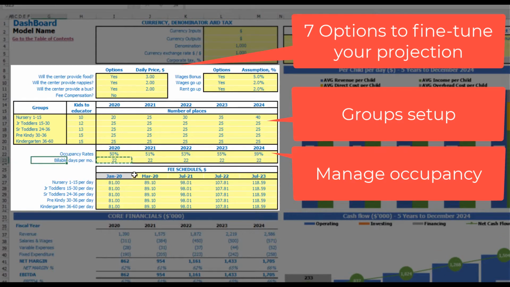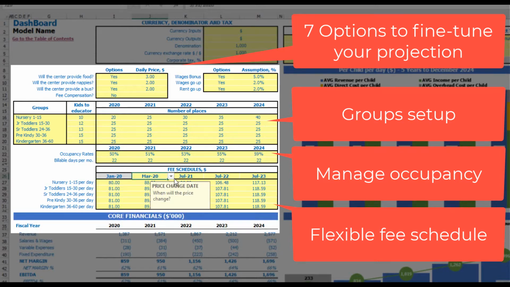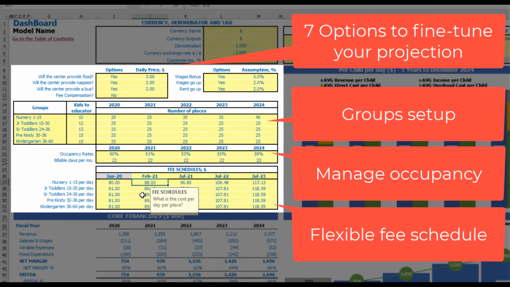And separately you have the fee schedule for your groups. It means how much money you will take from one kid from this group in this particular time period. So you can set the price like 80. The next year, for example, you want to grow this price starting from, I don't know, February 21. So you can set $90, for example, and you additionally have 3 placeholders for the price growth by years.